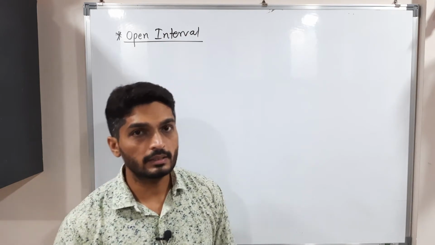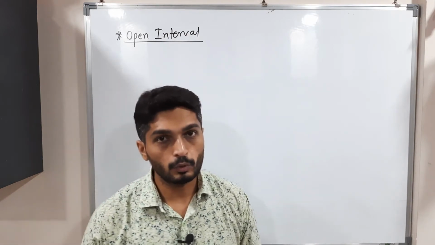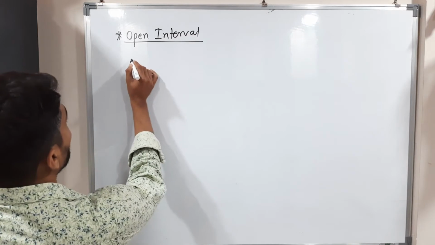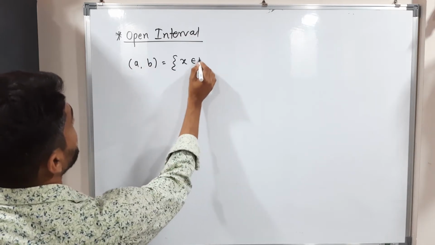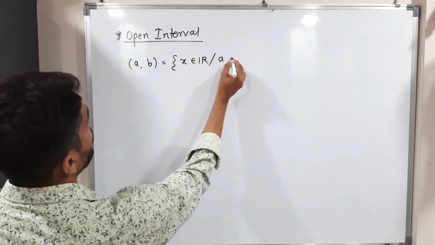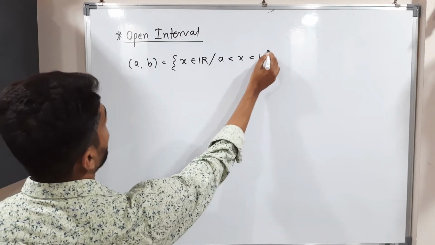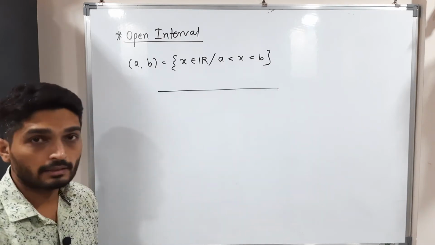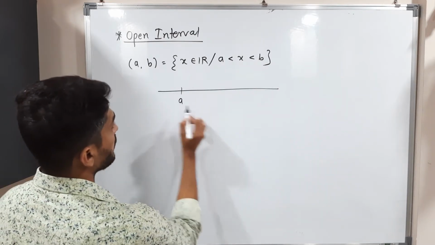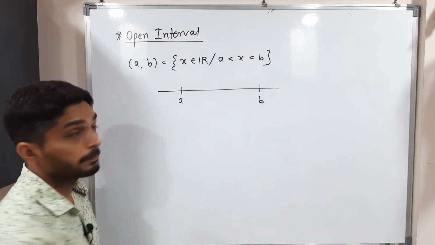Let us see now the open interval. What is the meaning of it? We denote an open interval in this way, a comma b, which is defined as containing all real numbers which lie between a and b. So that means if this is a real line, there is some point a, there is another point b.